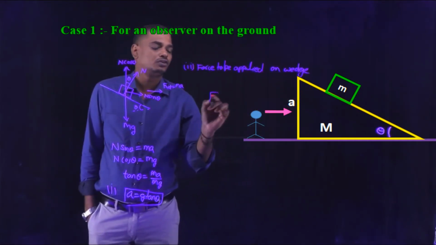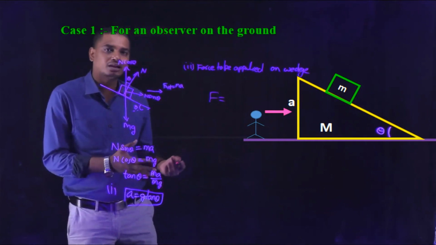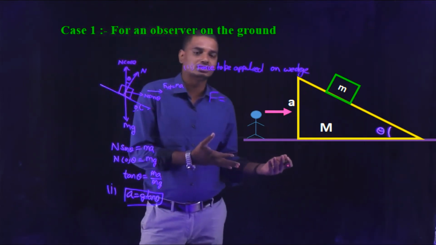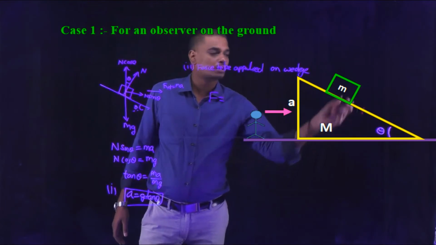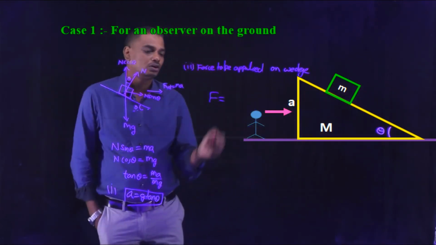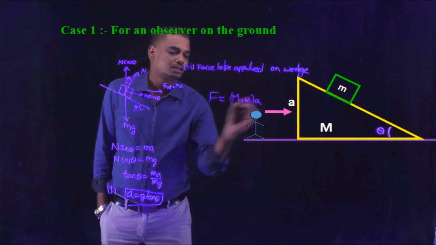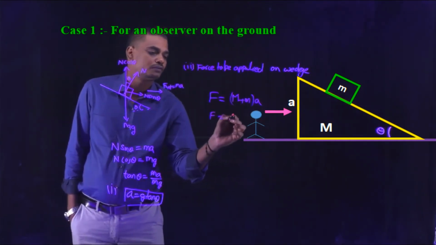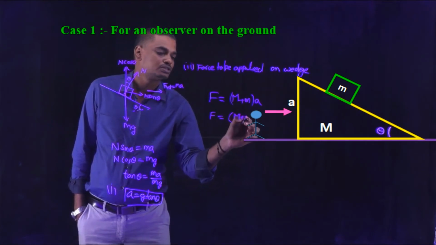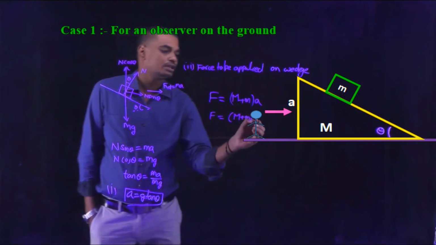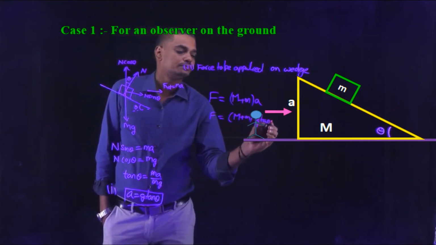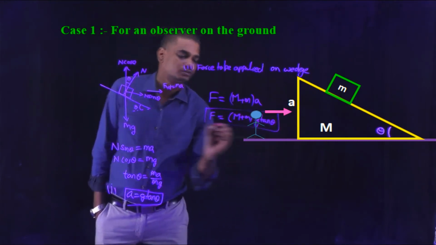Force is equal to, according to Newton's second law, force is equal to mass into acceleration. Here mass means mass of the block plus mass of the wedge. So capital M plus small m into acceleration a, which is nothing but F is equal to capital M plus small m into g tan theta. So this is our second question.